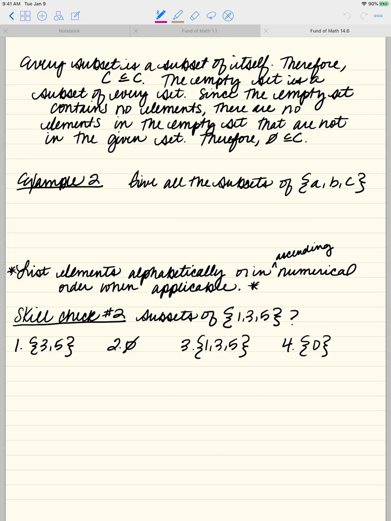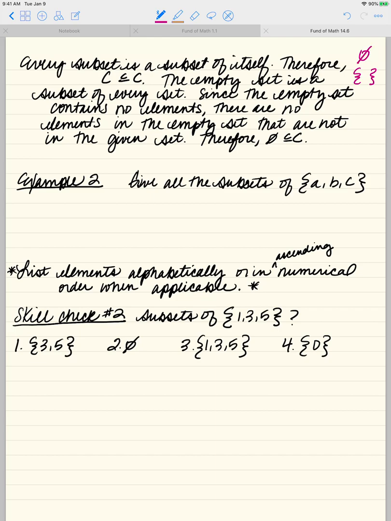Every set is a subset of itself. Everything in our book is using this set C. We don't really know what's in set C, but everything in set C is in set C. So every set is a subset of itself. The empty set, we started talking about the empty set yesterday. Remember, that's just our empty braces like that, or our circle with the line through it.